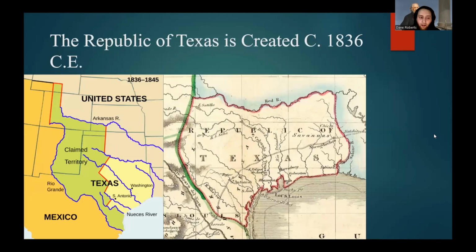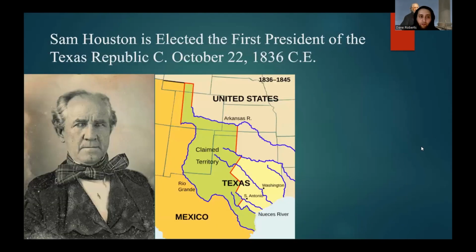After winning its independence, the Tejas portion of the province of Coahuila y Tejas would form the Republic of Texas in 1836 CE, with Sam Houston being elected the first president of the Texas Republic on October 22nd, 1836 CE.